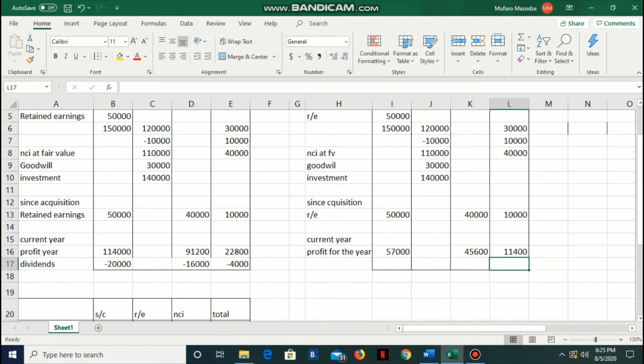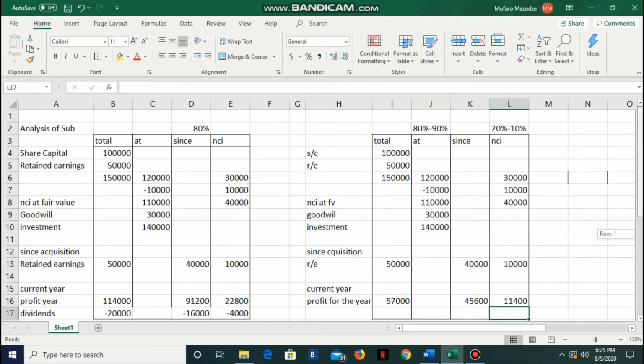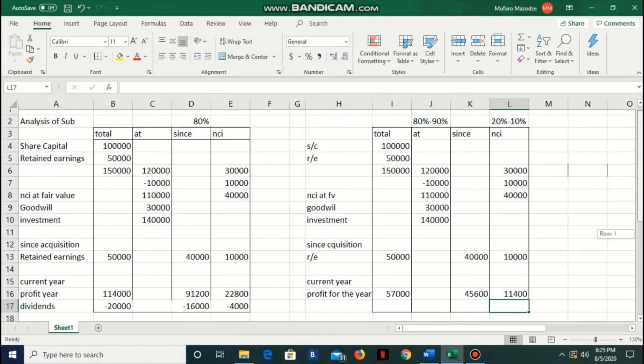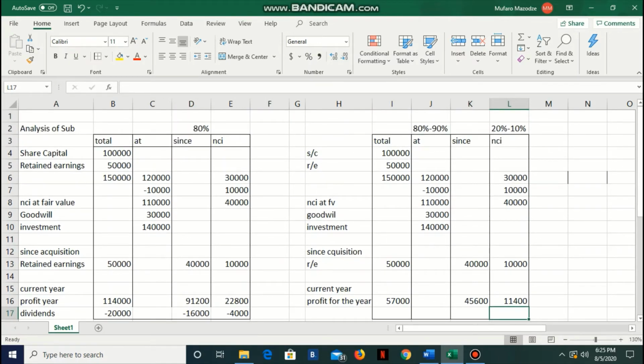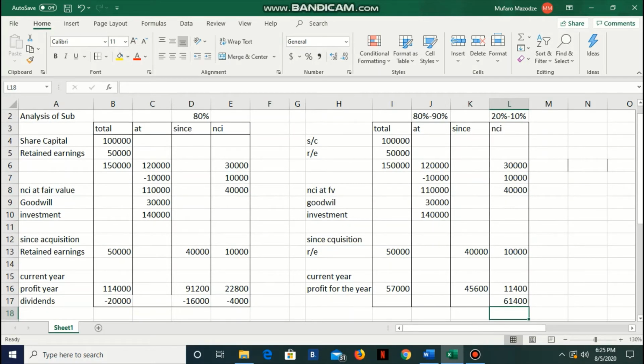Then, in order to continue and actually perform this purchase of additional interest, let's total up the NCI column. The NCI column is 40,000, right? Because 40,000 is basically this 30,000 plus the 10,000, which was to bring our NCI to fair value, plus this 10 plus this 11,400. So I'm just going to say equals sum. Then that is the total.